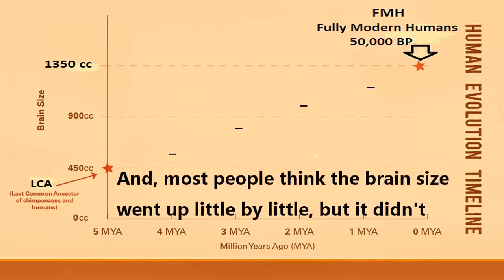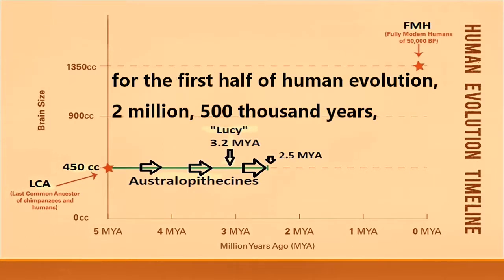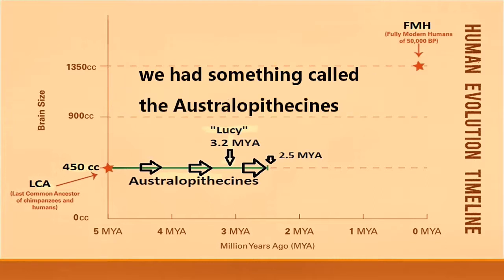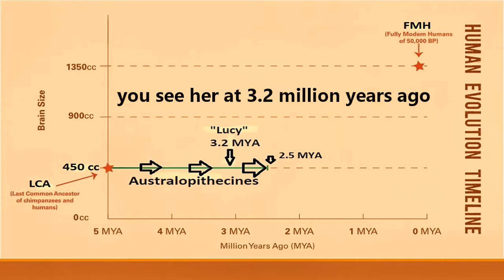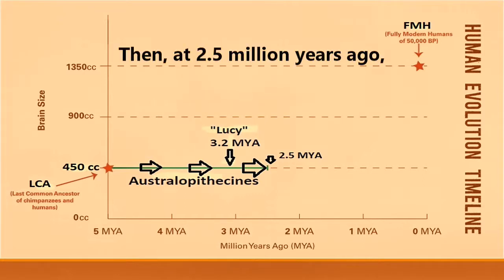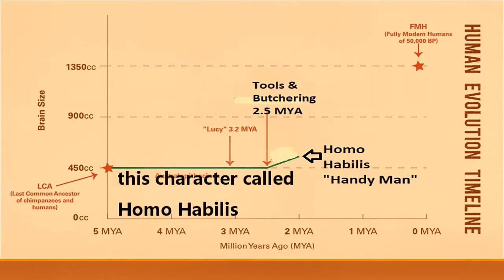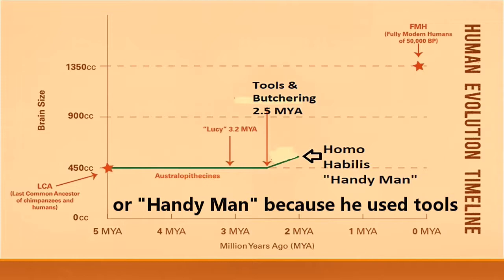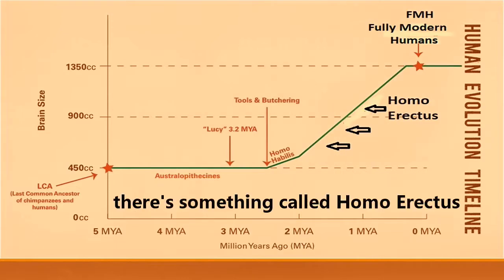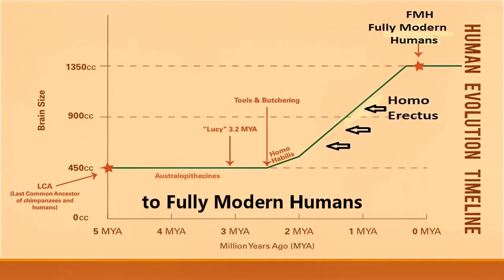And most people think it went up little by little, but it didn't. For the first half of human evolution, 2,500,000 years, we had something called the Australopithecines. The most famous one is Lucy. You see her at 3.2 million. It's a fossil skeleton. Then, at 2.5 million years, there's tools and butchering, and this character called Homo habilis, or handyman, because he used tools. And then it goes to something called Homo erectus and goes all the way up to fully modern humans.